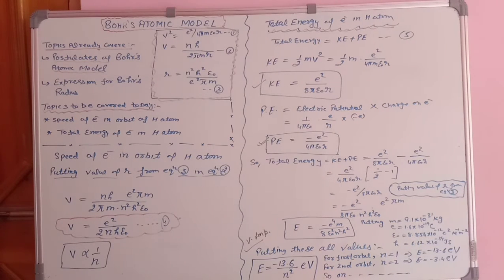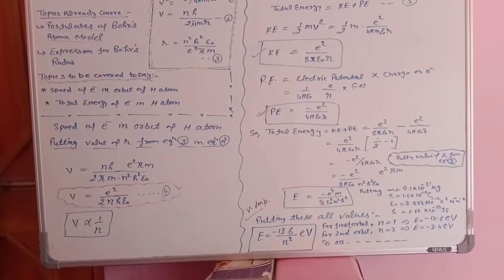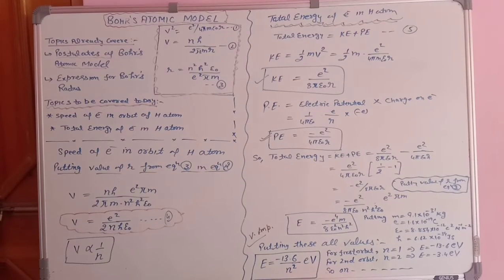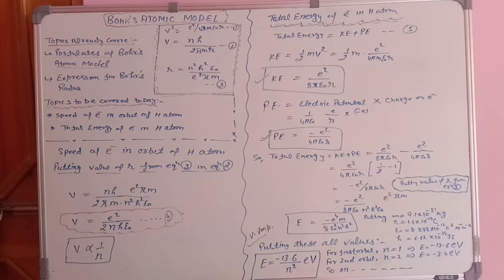Students, if you see this equation, each and every term is constant except only n. So what is n? n is the orbit: first orbit, second orbit, third orbit. So n is changing, its value will be 1, 2, 3 and so on. But the values of m, e, ε₀, h all remain constant. I am telling you again and again that as physics students you must know these constant values along with their units.